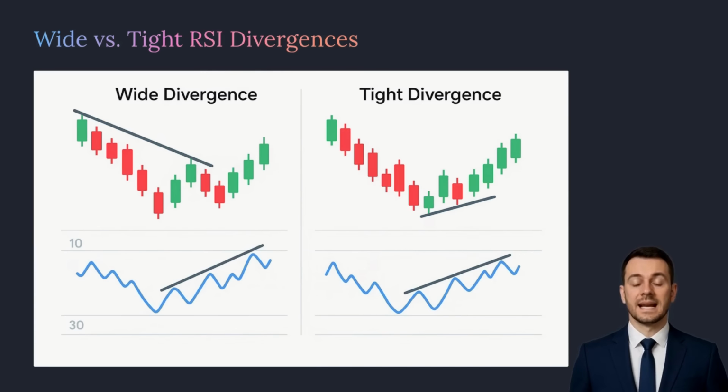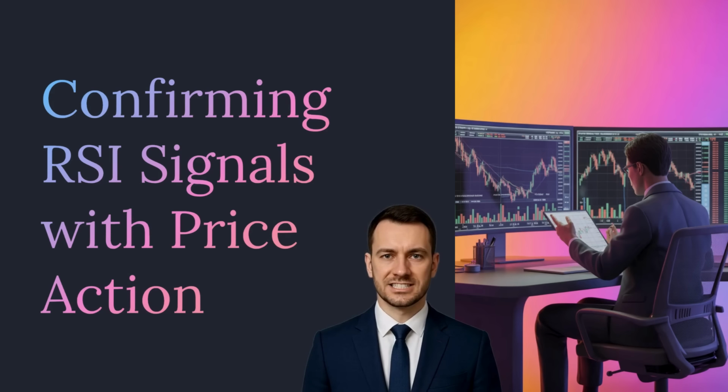Regardless of type, any divergence should still be confirmed with price action, which we'll cover next. Spotting a divergence is step 1. Step 2 is to confirm that the anticipated reversal is actually happening. This step is crucial for turning a good analysis into an accurate entry.